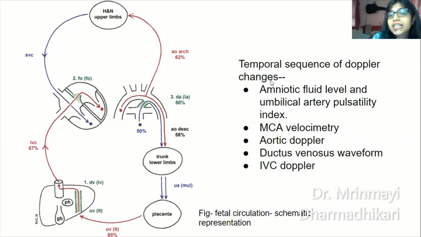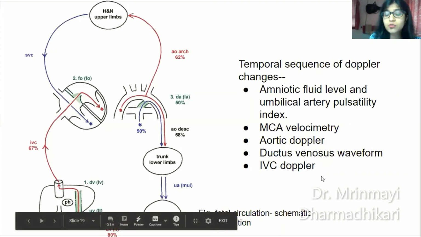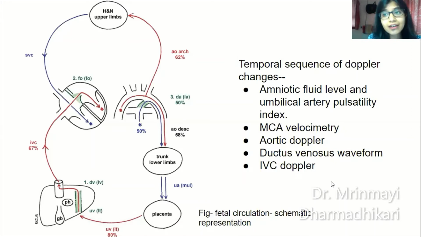So temporal sequence of Doppler changes, which vessels are affected and in what order? First, amniotic fluid level is affected along with umbilical artery pulsatility index, followed by the middle cerebral artery velocimetry, followed by aortic Doppler changes, ductus venosus waveforms, and ultimately the IVC Doppler. So when venous changes start on Doppler examination in the fetal circulation, it is generally an advanced stage of intrauterine growth restriction.